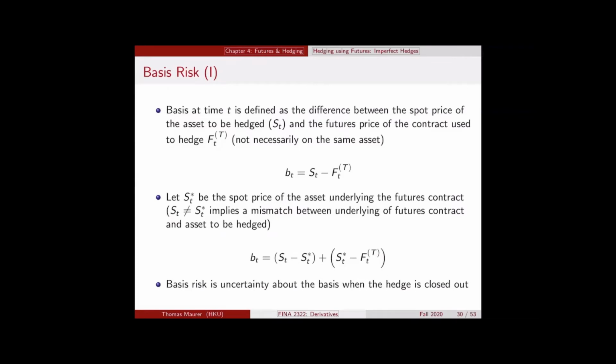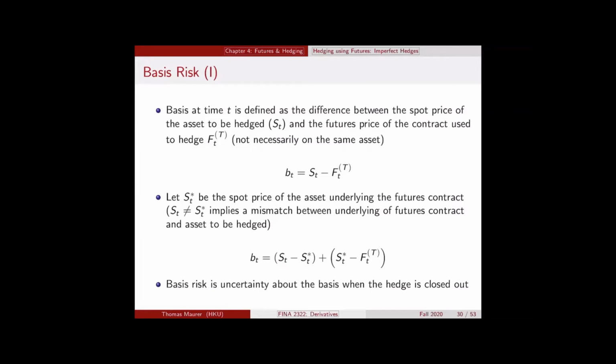The basis is defined as the difference between the price of the asset which you try to hedge and the futures price which you use for hedging. And this can also be decomposed into the two dimensions of imperfection. Let's introduce S star as the price of the underlying asset of the futures contract. And then we can introduce in this equality plus S star and minus S star. And then what we can look at is the difference between S and S star.